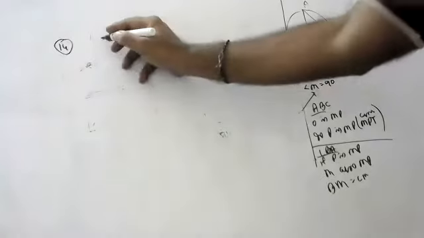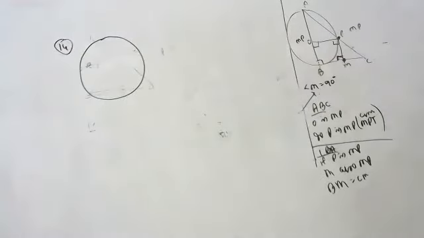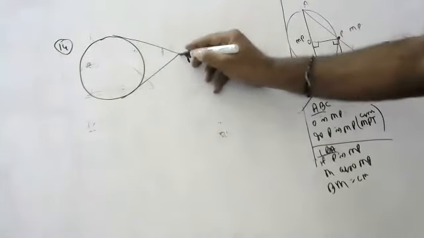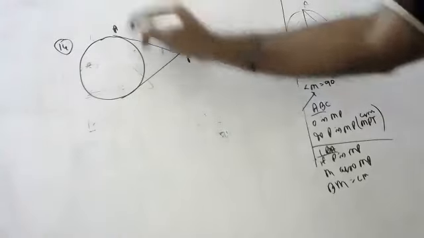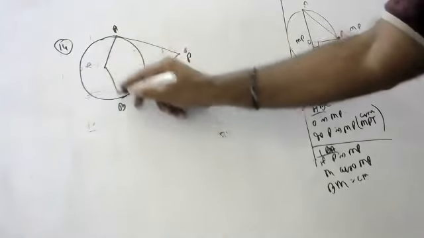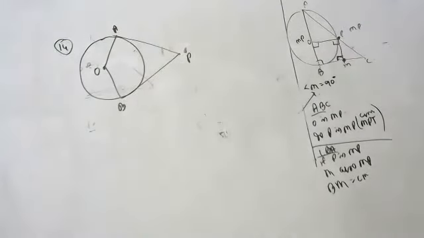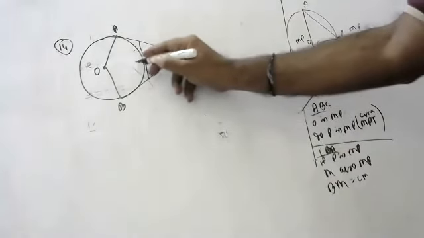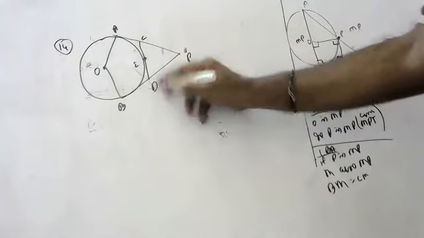14th question, children. If you keep practicing, you will come across so many different varieties of sums. Your thinking, analyzing capacity will increase. From an external point P, tangents PA and PB are drawn to a circle with center O. At one point E on the circle, a tangent is drawn which intersects PA and PB at C and D respectively, like this.